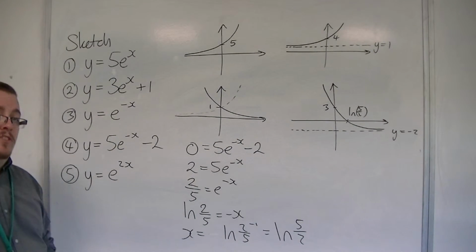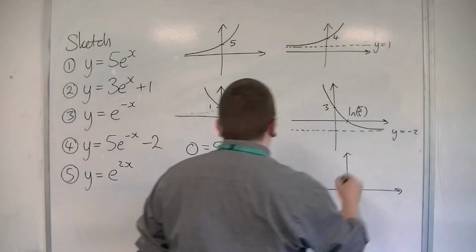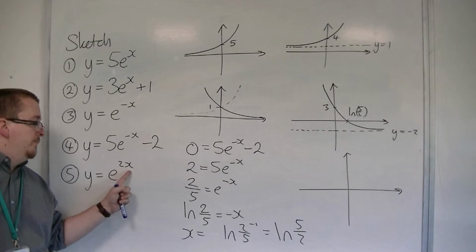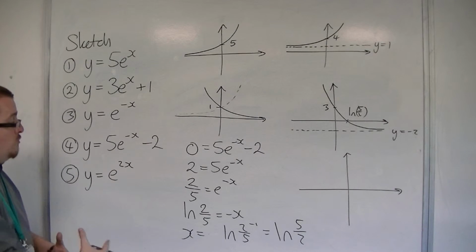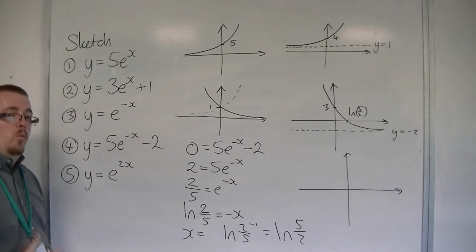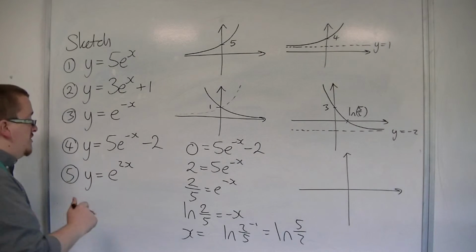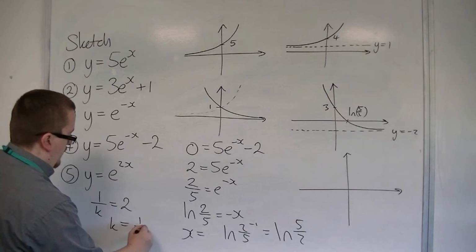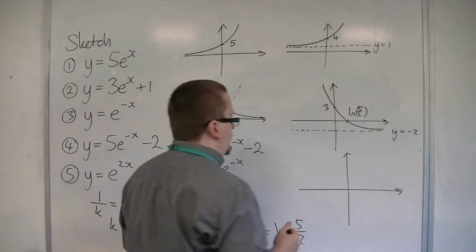Finally, we've got y is equal to 2 to the x. Now that is a stretch because the number is in front of the x. Okay, it's a stretch parallel to the x-axis, or stretch in the x direction, by a factor of 1/2. Okay, 1 over k, remember. So 1 over k is 2. And so k must be 1/2. So it's a stretch by a factor of 1/2 in that x direction.